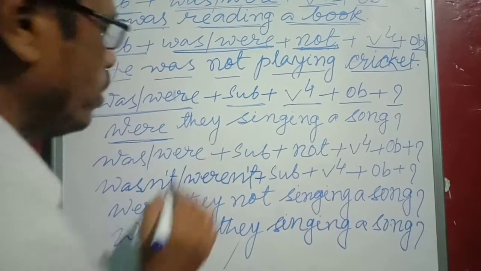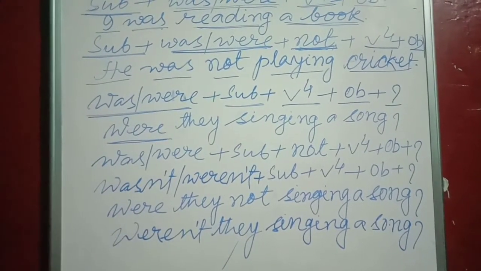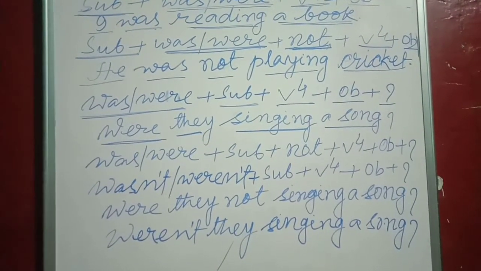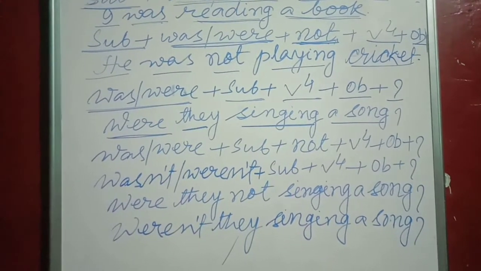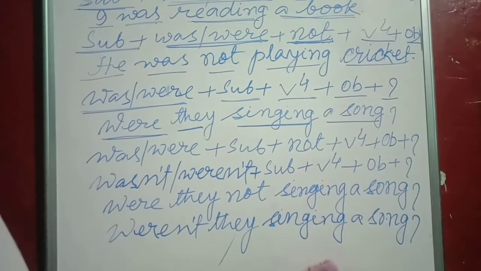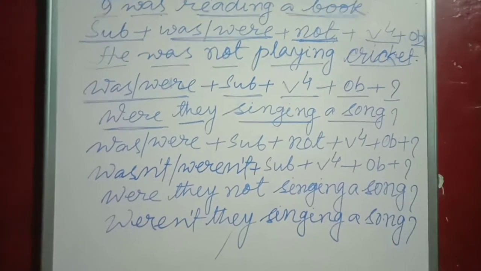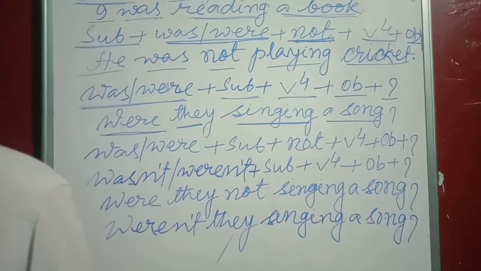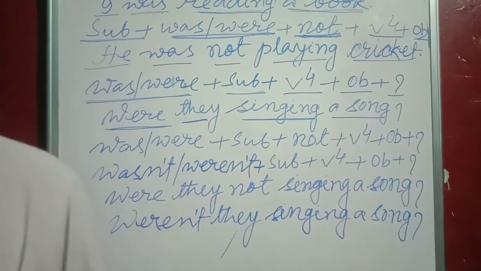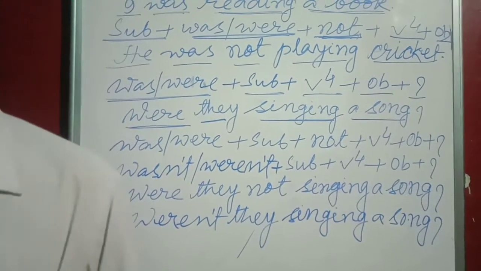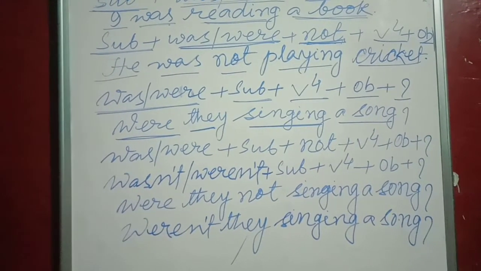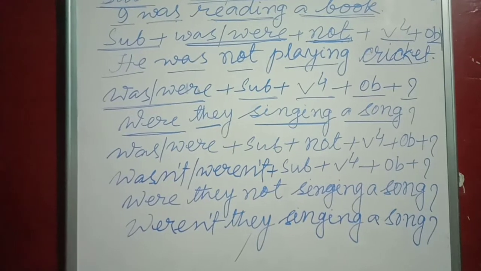So we make the sentence, were they singing a song? Where is the helping verb? We have to put it at the beginning of the sentence, then the subject they, and singing is the fourth form of the verb, a song is the object, and then the question mark. In this way we make interrogative sentences, and I hope you will be able to make other interrogative sentences. Was he going to school? For another sentence, was the bird singing in the trees? Like this, so many sentences you can form yourself. There will be no difficulty.